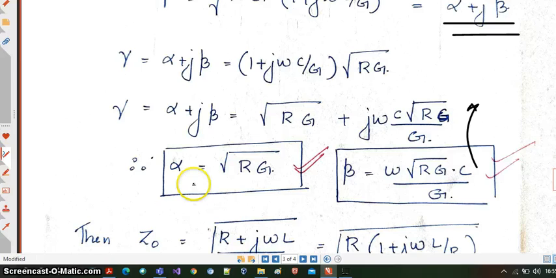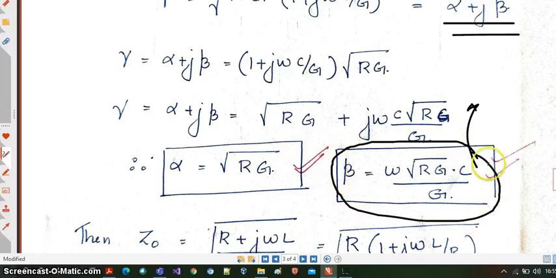From that I will get alpha is equal to square root of RG and beta is equal to omega square root of RG into C by G. This formula, if you want, you can simplify further.